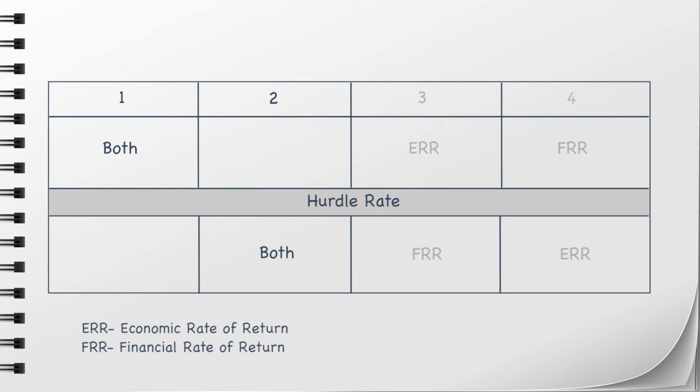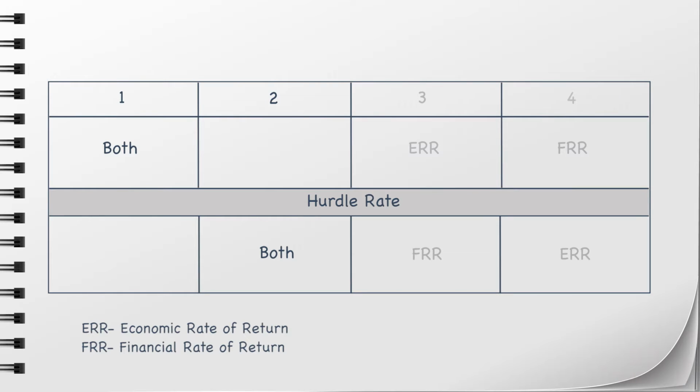Let me go to the other extreme and talk of the situation when both economic rate of return and financial rate of return are lower than the hurdle rate. Again, it would not matter whether the economic rate of return is higher or lower than the financial rate of return. What's important is both are below the hurdle rate, and therefore that's an infrastructure we should not be considering at this point. So these are two situations where it's very clear how we go about doing that infrastructure.